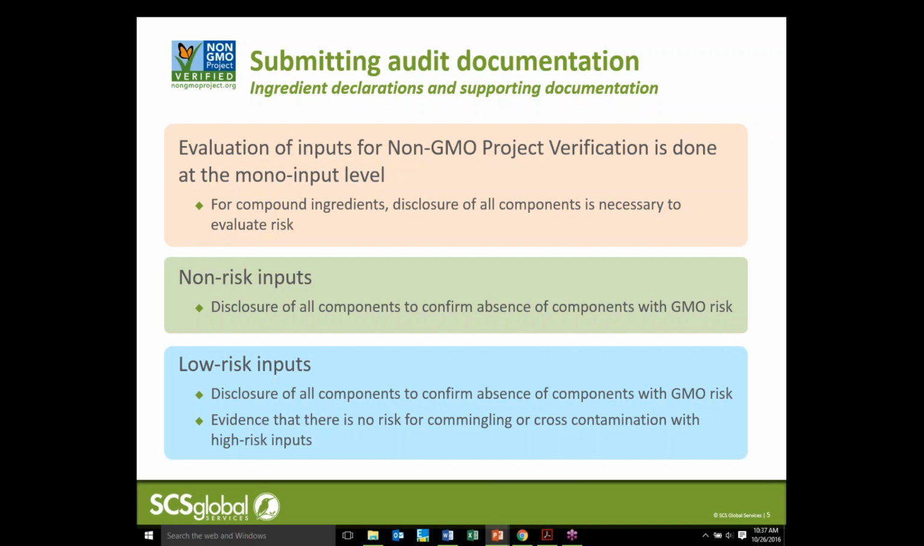So this means that within every ingredient, we're going to be looking at mono inputs. The verification process really takes place at the mono input level. A mono input is a single ingredient component. You'll have a compound ingredient, which is one that is made of multiple components or inputs, versus a mono or simple ingredient that only has a single component. And it's each of those mono inputs that we're going to be evaluating for GMO risk.